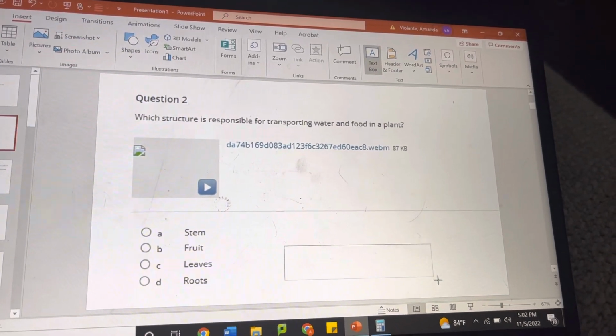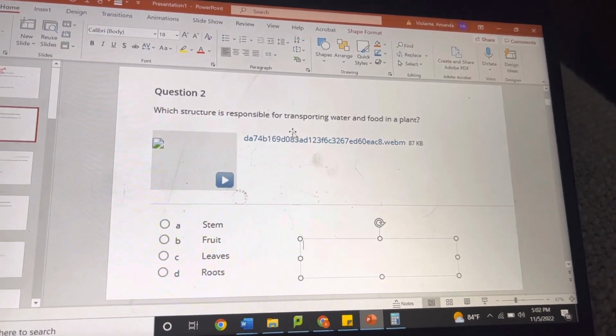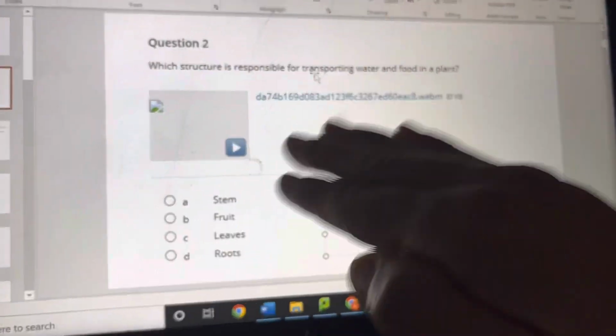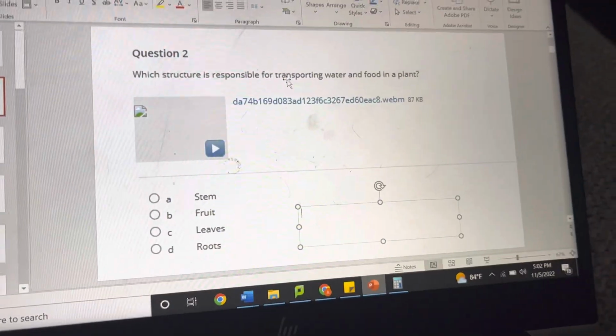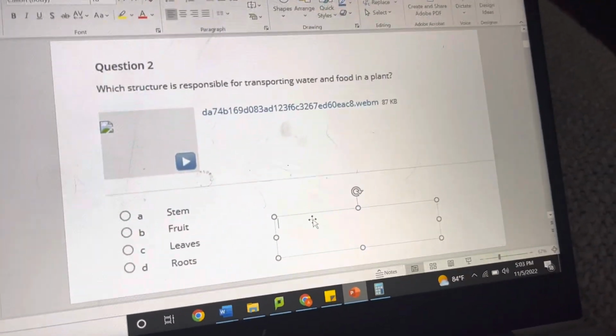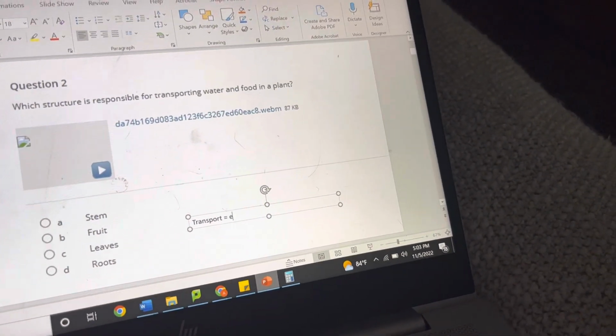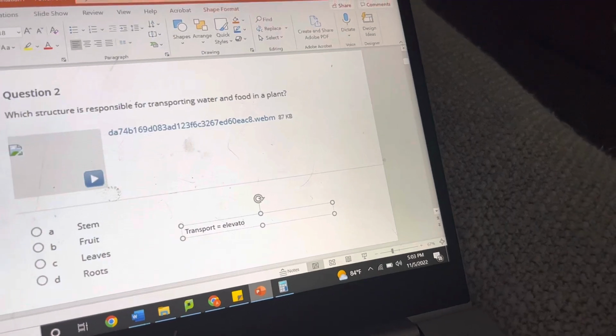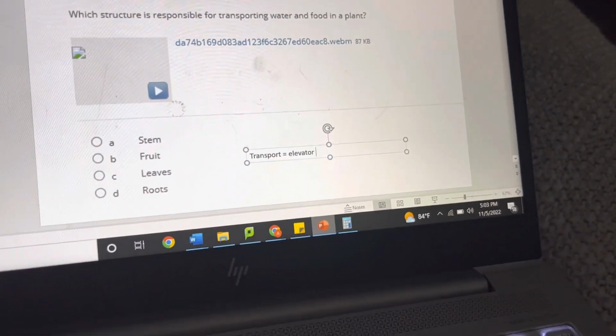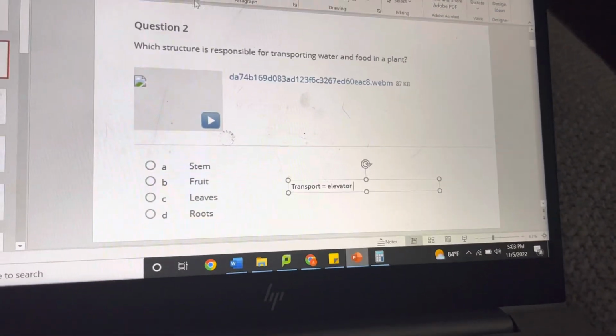I'm going to put this for my reason. I know, first and foremost, that transport is that moving it up and down. So I'm going to put the transport is like the elevator. And what is bringing water up and down?